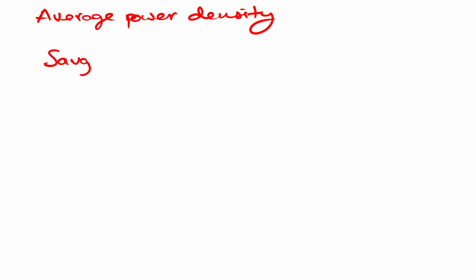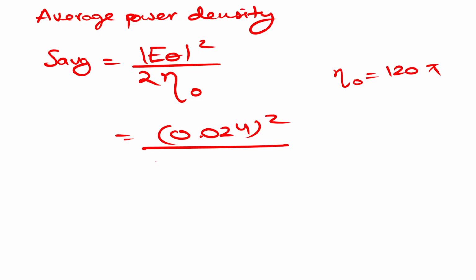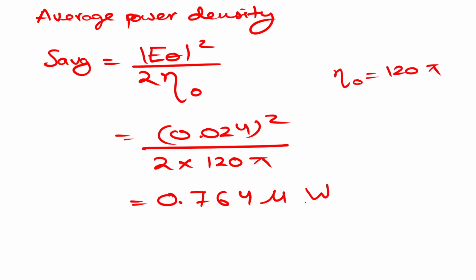Then we have also calculated the average power density. The average power density is given by E theta square by 2 eta naught. For E theta square, the magnitude of E theta is 0.024, and we take the whole square. Since the antenna is radiating in free space, the impedance of free space is 120 pi. So 2 into 120 pi, and when we calculate this, it comes out to be 0.764 microwatt per meter square.